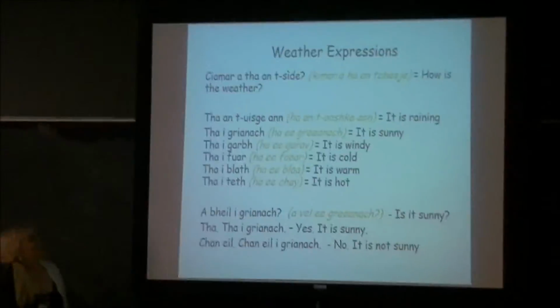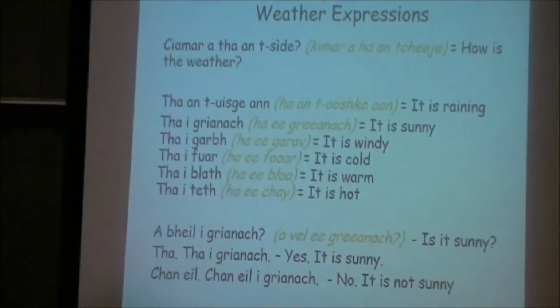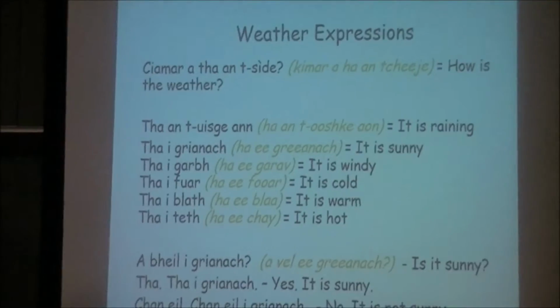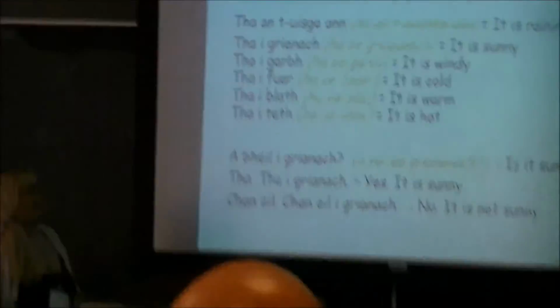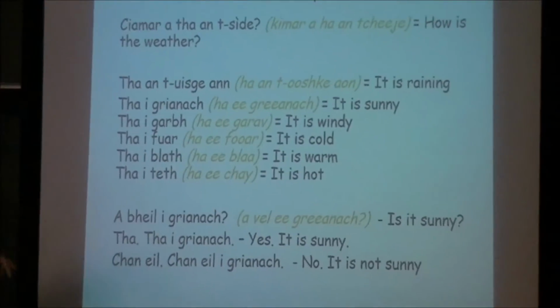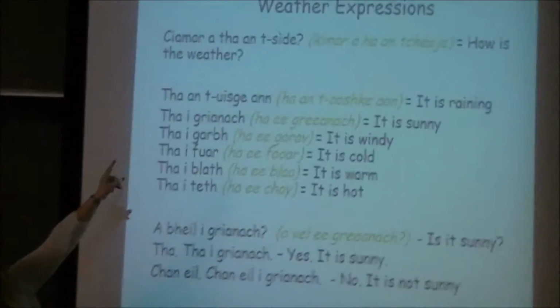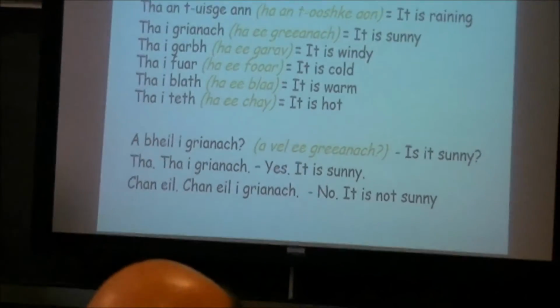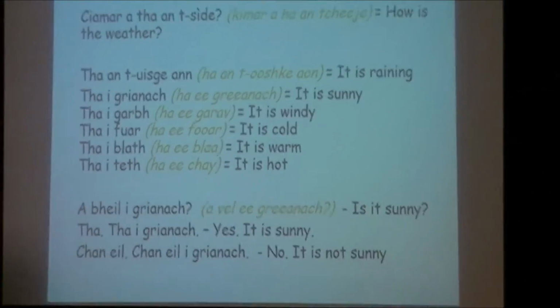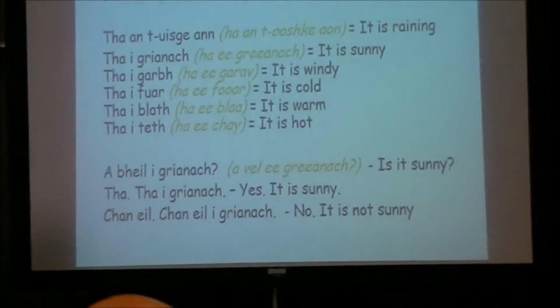And this is the last line we've got. I thought we could put some other expressions in because it's something you can have a little conversation about after you do the basics. So the top phrases, you can see the word Kiamara again for how. To pronounce this top one, which is how is the weather: Kiamara ha and chija. Kiamara ha and chija.